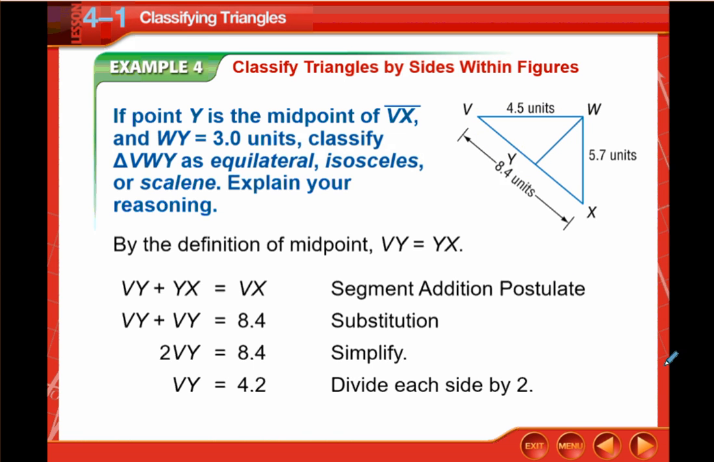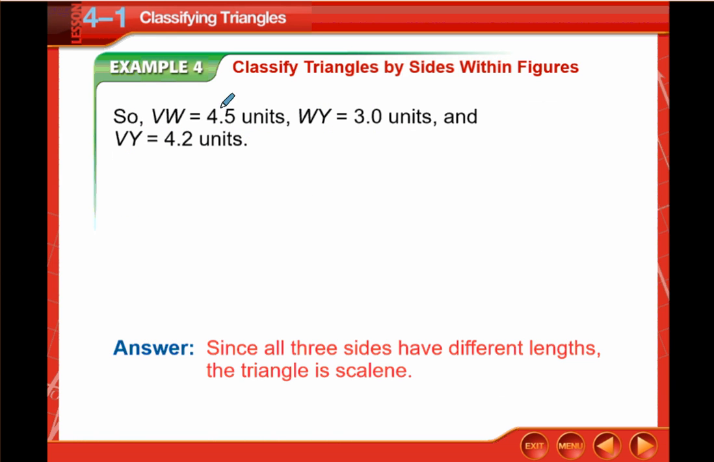So in a full explanation here, we can say by the definition of the midpoint, VY and YX are congruent to each other. And so that ends up giving me that VY is 4.2 units long. And that means that all three sides are different. So the triangle is a scalene triangle.